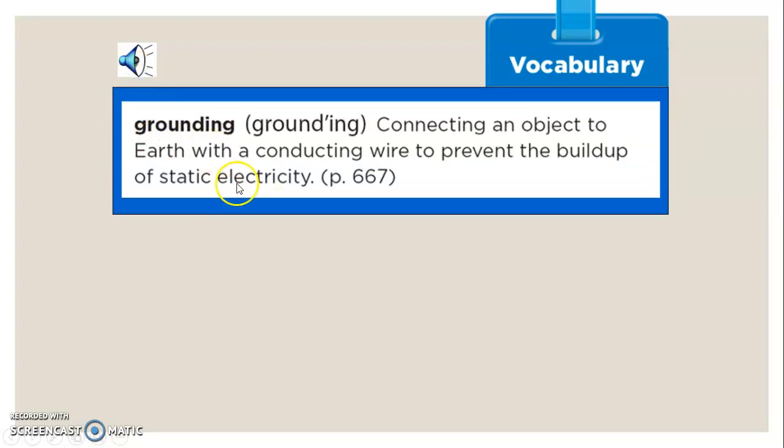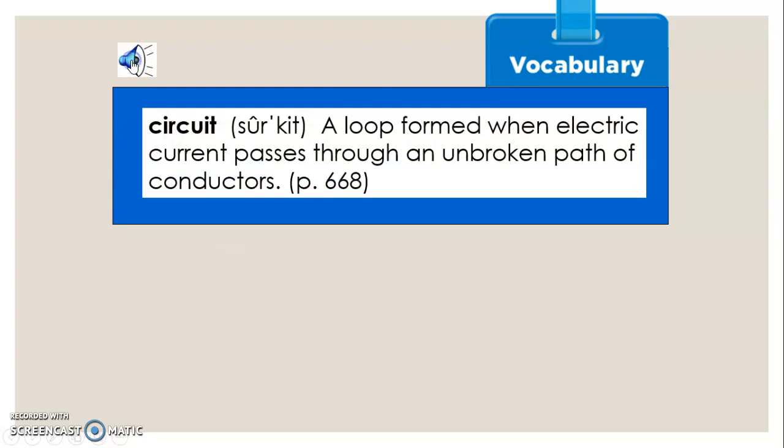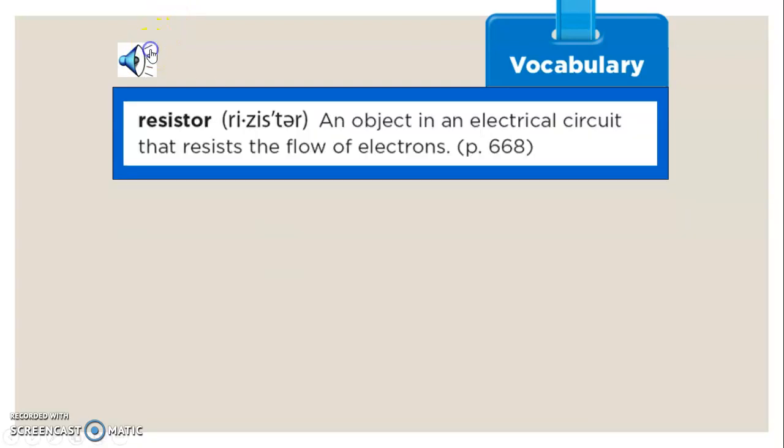Grounding. Connecting an object to earth with a conducting wire to prevent the buildup of static electricity. Electric current. A flow of electricity through a conductor. Circuit. A loop formed when electric current passes through an unbroken path of conductors. Resistor. An object in an electrical circuit that resists the flow of electrons.